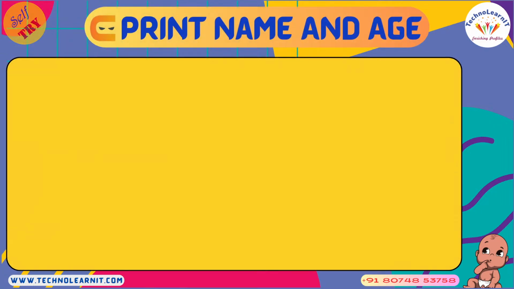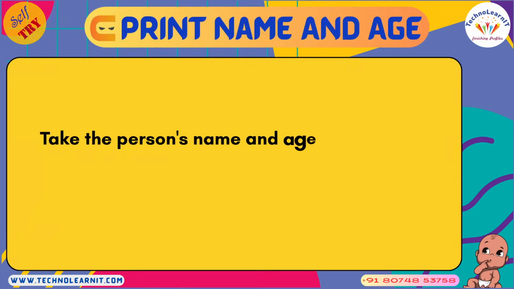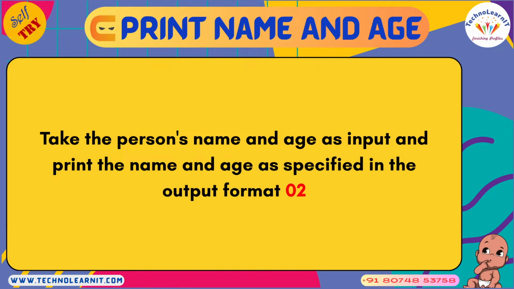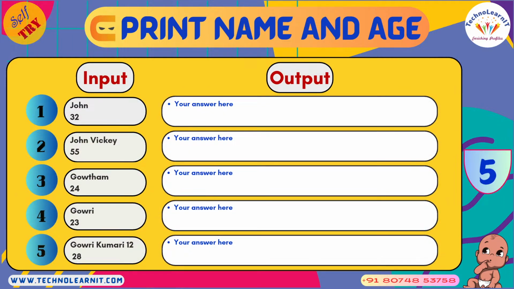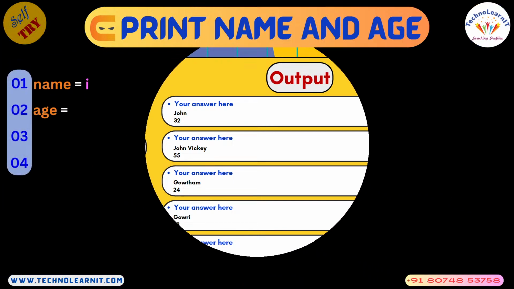The next one is again to print the name and age of the person. However, the format of the output changes. Let us look at, for the same set of input, what output is expected. The expected output is the name of the person and the age, but not on the same line, but on two different lines. As you see here, the output expectation is different.